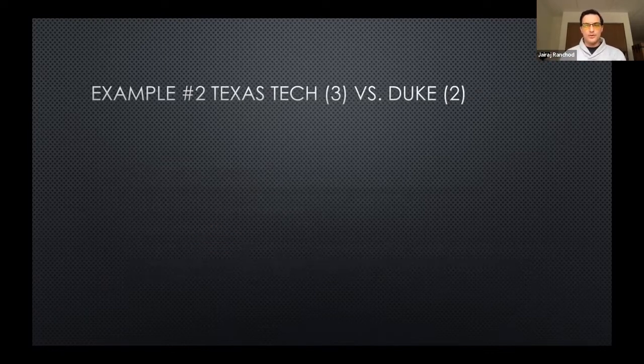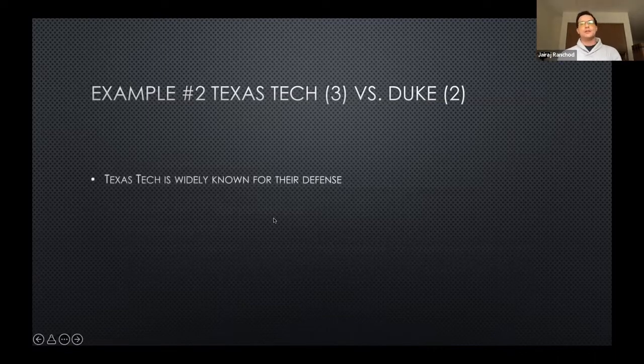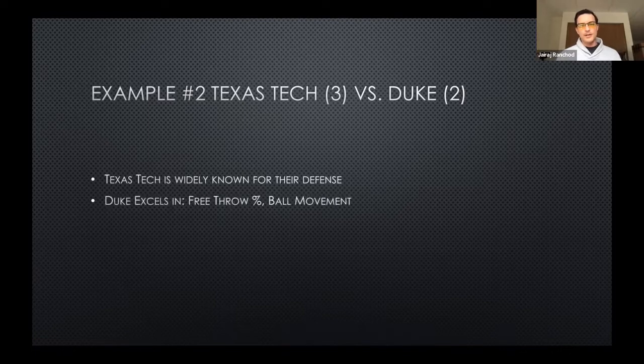Second example I want to go through is Texas Tech, and I'll show this in the app when I'm done with the slide here. So Texas Tech, for those of you who aren't aware, is widely known for their defense. They're a very talented basketball team in general, but that's kind of their thing, right? Very aggressive, in your face, high energy defense. Well, Duke excels in a couple of things.